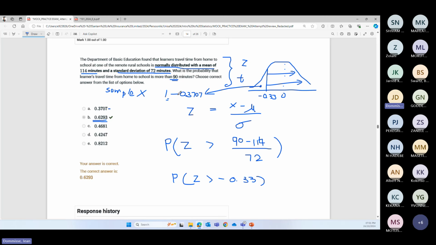But if you then subtract that, you again get 0.6293. So again, it is very important to say more than, because if you said smaller than, you would have gotten the 0.3707. So there would have been an answer for you as well.